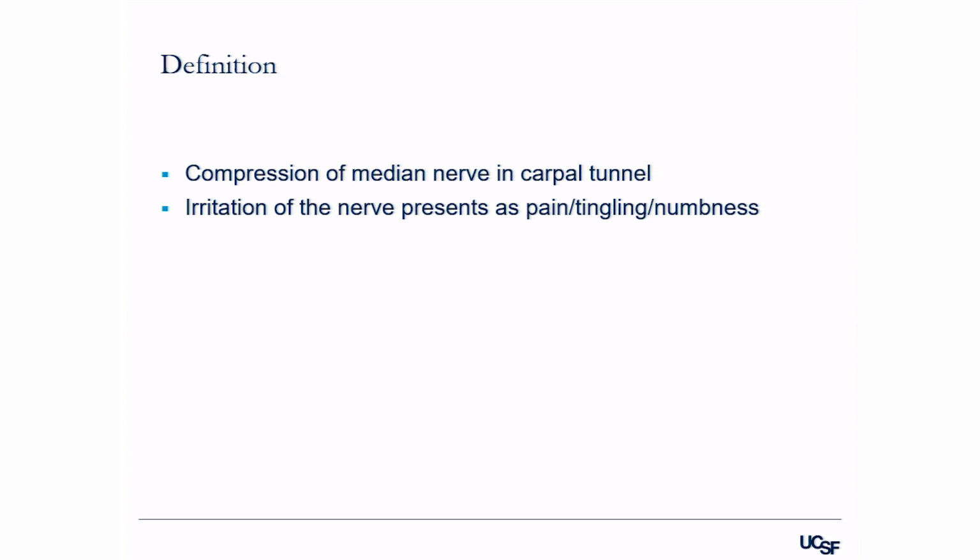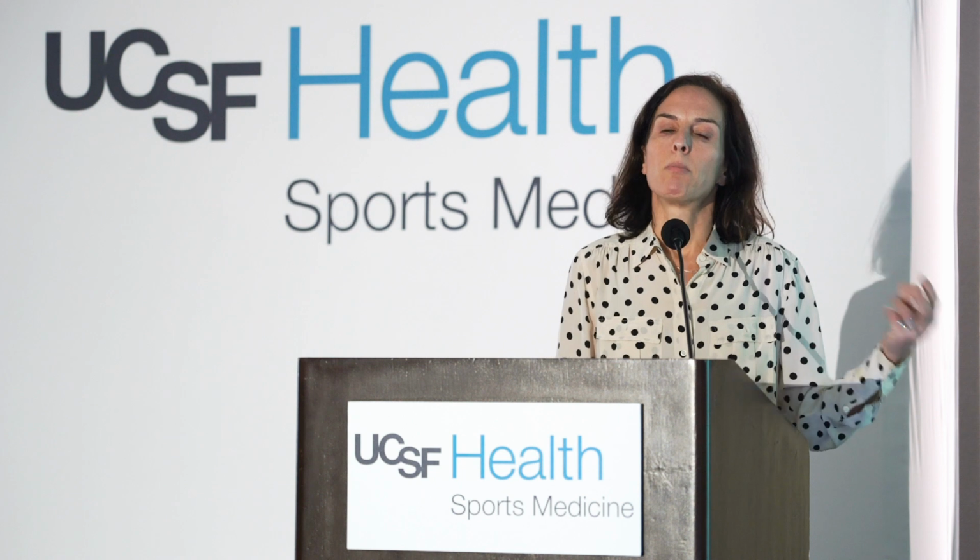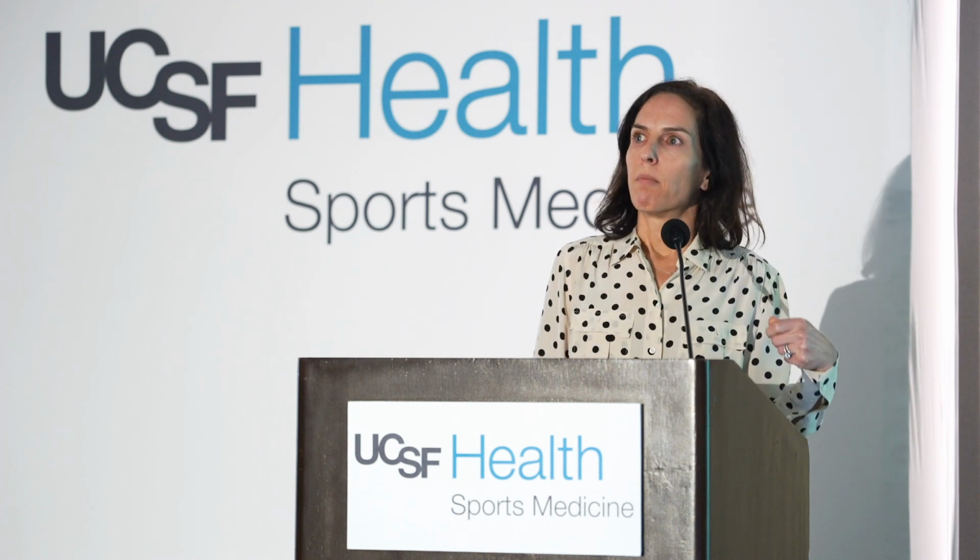It's compression of the median nerve at the wrist, and the nerve usually presents first as pain, then tingling, and then progressive numbness as the nerve is more and more compressed. And everybody typically knows that in late stages, you start to see weakness or clumsiness. They say they're dropping objects. They feel like they have objects, and then they look at their hand and they're not holding it. People tend to drop heavy objects.